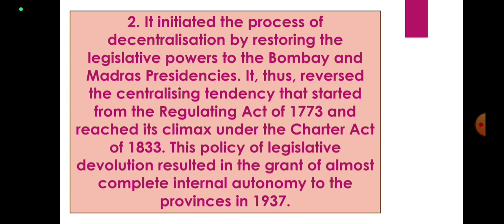Second, it initiated the process of decentralization by restoring the legislative powers of the Bombay and Madras presidencies. We know that at the time of the Regulating Act 1773, the presidencies of Madras and Bombay were made subordinate to the Governor General of Bengal. And in 1833, the legislative powers of Bombay and Madras were taken away. But this act initiated the process of decentralization by restoring their legislative powers. This policy of legislative devolution resulted in the grant of almost complete internal autonomy to provinces in 1937.